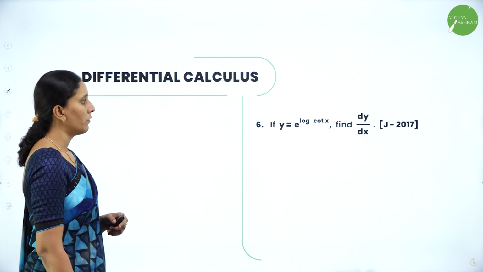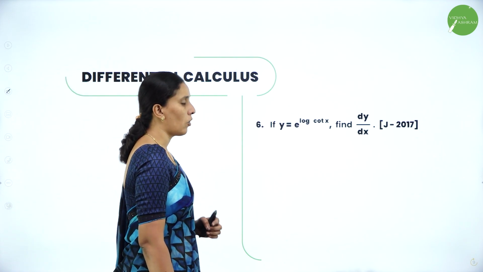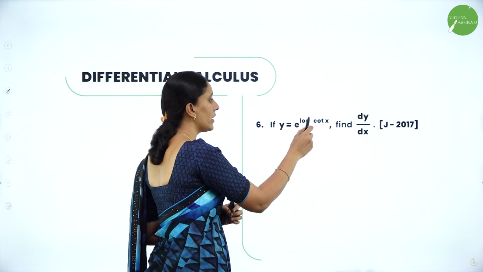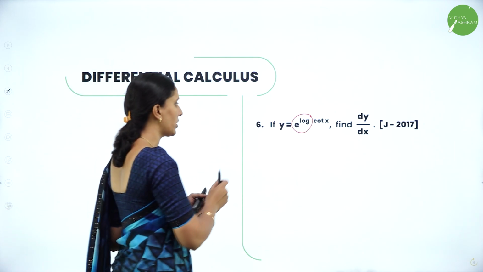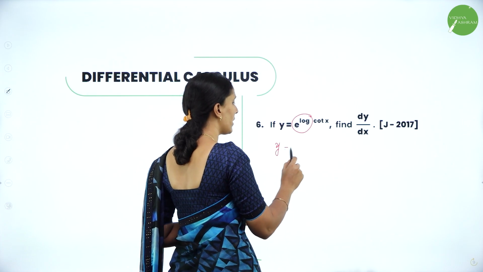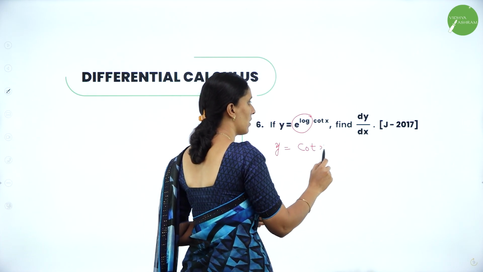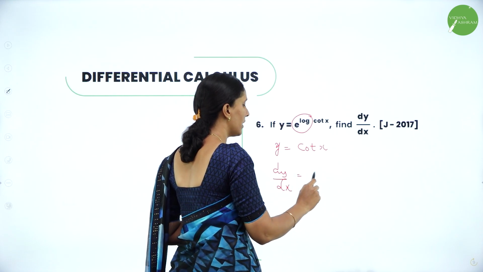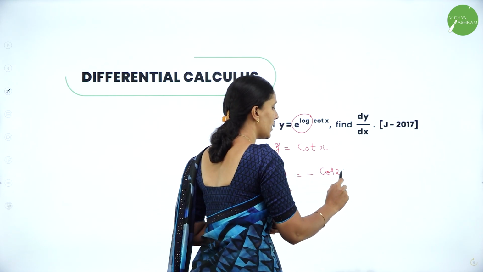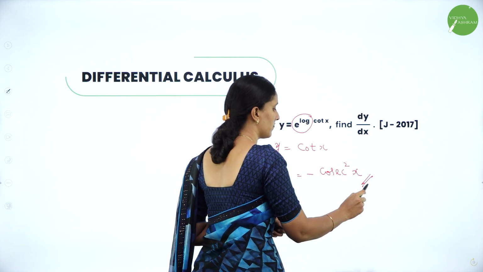Next, y is equal to e power log cot x. So when we have e to the power log, since the functions are inverse to each other, we can directly write y is equal to cot x. Now the derivative of cot x, that is dy by dx, is minus cosecant square x.